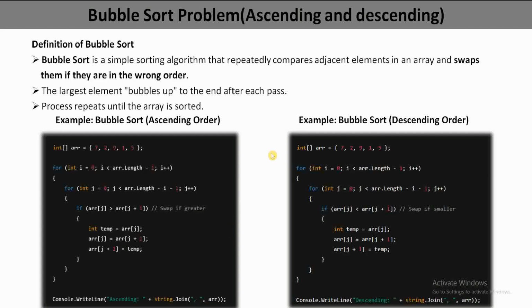Next we have descending order bubble sort. Here we declare some elements into the integer array, and again we use two for loops where we set the conditions. Here we are checking for values which are less than the next element, because this is the descending case. And again, if we want to check whether the array is properly set in descending order, we can use String.join.